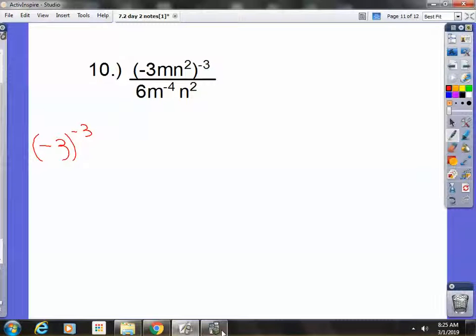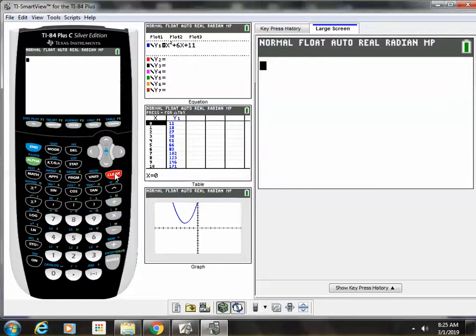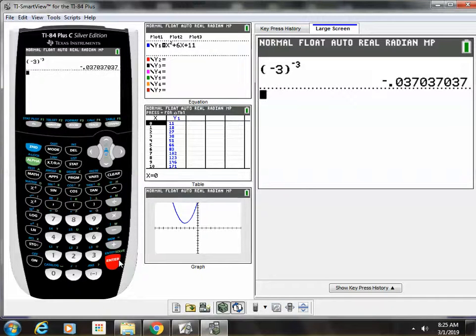Type that into your calculator. Parentheses, negative 3, parentheses, negative 3. Get a decimal, don't you? We don't want a decimal. We could change this to a fraction, okay? Or we could just leave this as negative 3 to the negative 3 power. Just leave it for now, okay? Just leave it. I'll show you what to do in a second.